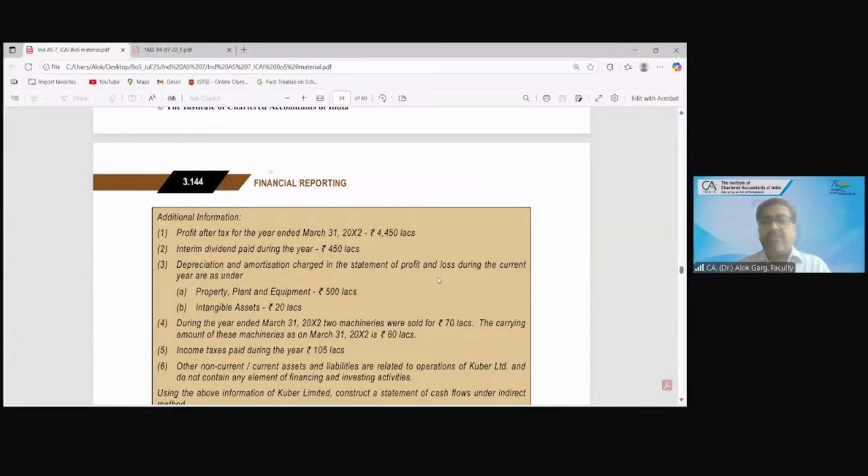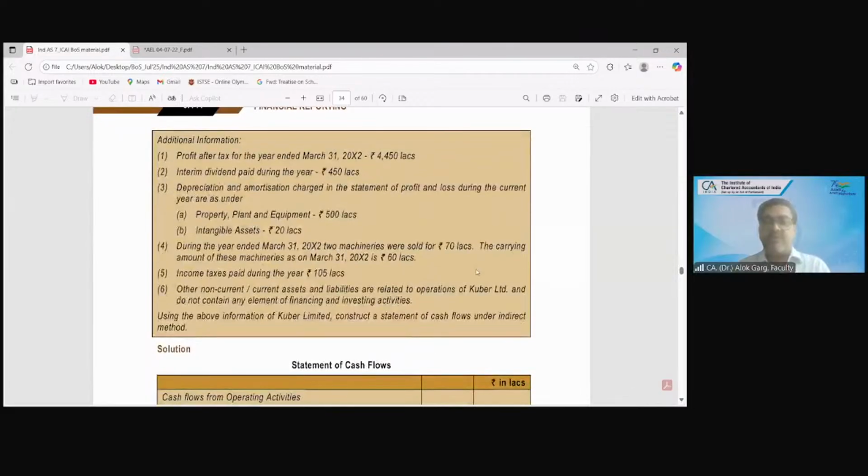Depreciation and amortization charged in the statement of P&L during the current year is given. Balance sheet is given, additional information is given, P&L is not given. So what will we do for this depreciation and amortization of 520 lakhs? We will add it back to the profit. This is a non-cash item. We will add back in the operating activity.